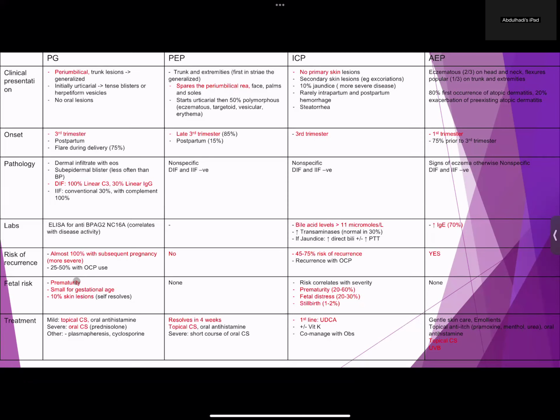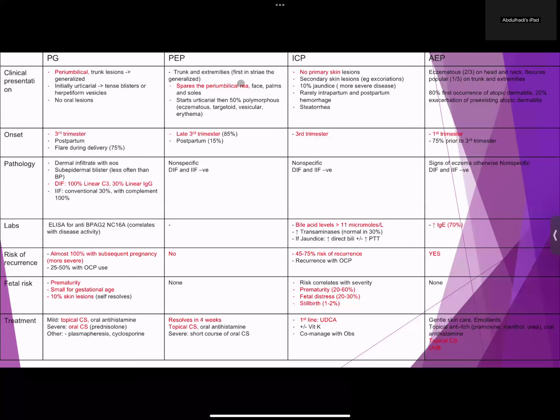How do I remember it for the exam? I remember PG. So G is for Graves' disease, so the mom is at risk of Graves' disease. PG is premature, for example, so this is prematurity. And G, gestational age, so small for gestational age. And then you remember that 10% of these kids will have transient lesions.